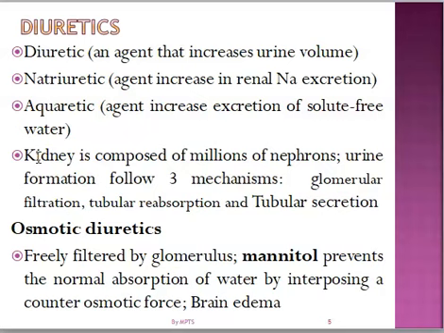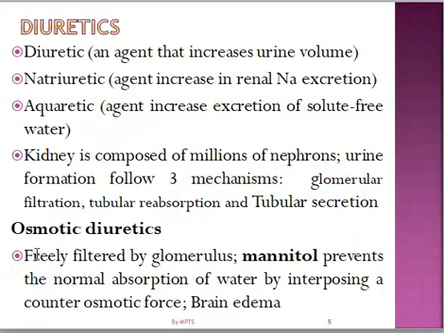Now, of course, we know that the functional units of the kidneys are the nephrons. I didn't want to go through the parts of the nephron because I'm sure you are aware of them. This is a short presentation. And of course, urine formation is through the mechanisms I'm sure you can explain: glomerular filtration, tubular reabsorption, and tubular secretion.